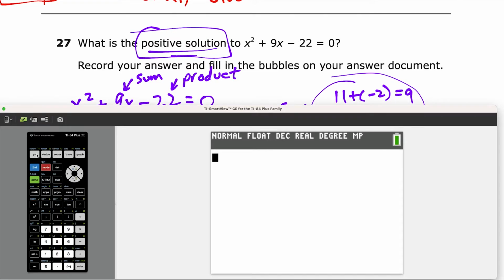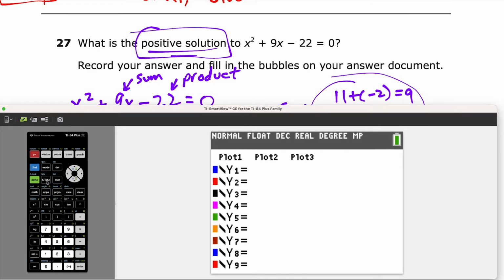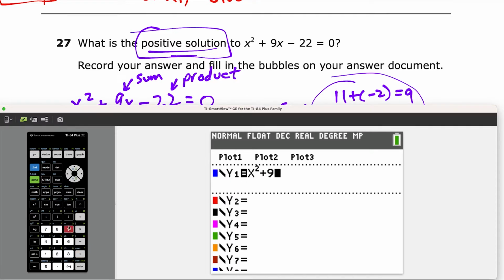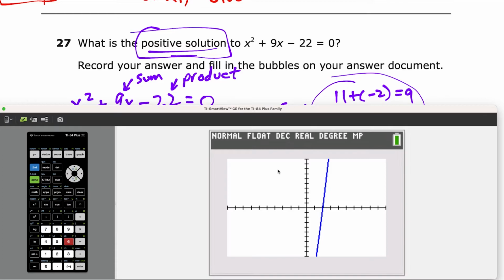Now, if you have the time, it really makes sense to check your answer. So I would take x squared plus 9x, and then we have minus 22, and we're going to graph this. I'm just going to press zoom number 6 to make sure the graph is in standard form. And notice that our solution was x equals 2, and that tells us where the graph is crossing the x-axis.